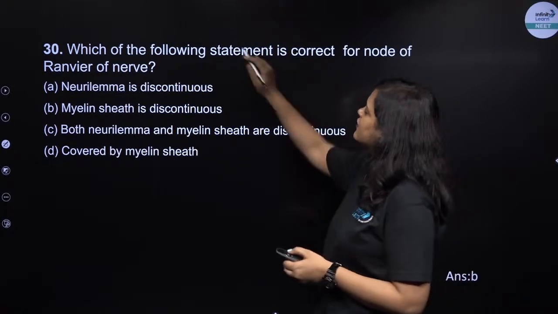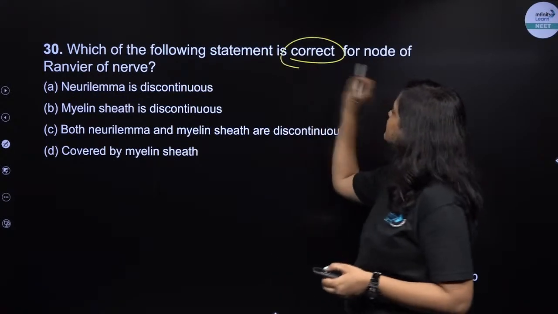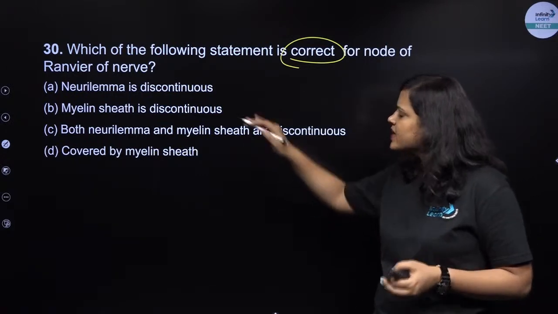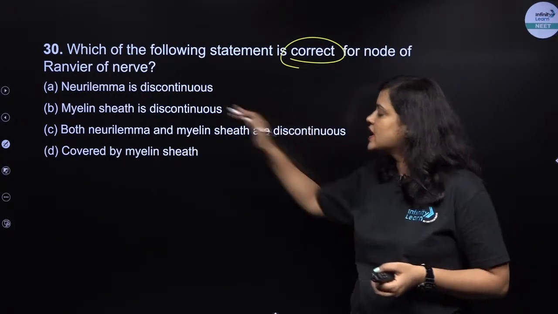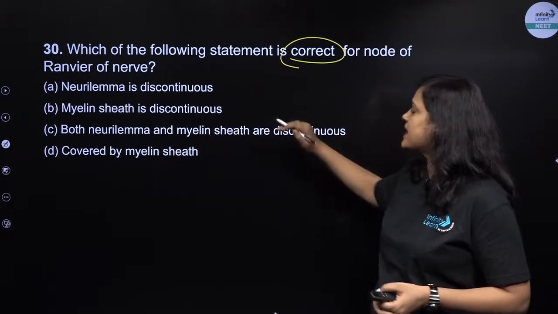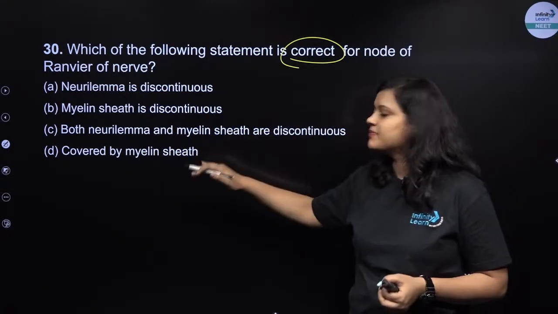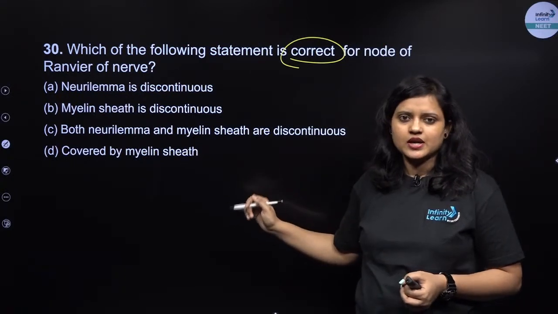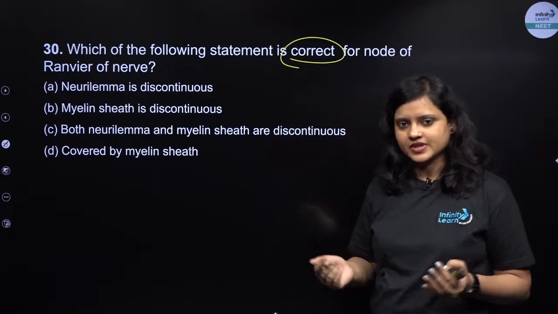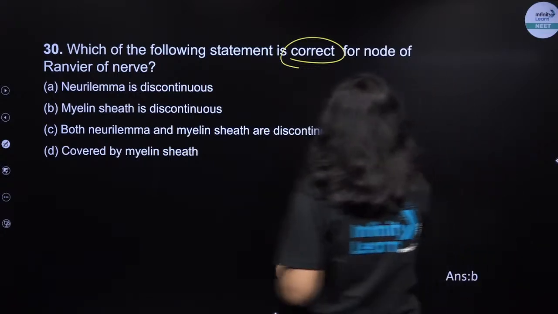Which of the following statements is correct for nodes of Ranvier of nerve? Question is, neurolemma is discontinuous, myelin sheath is discontinuous. Both neurolemma and myelin sheath are discontinuous, covered by myelin sheath. Okay, पहले तो ये समझते हैं node of Ranvier होता क्या है, ठीक है? So let's draw it.